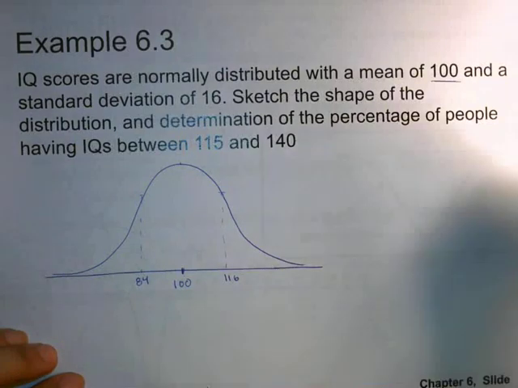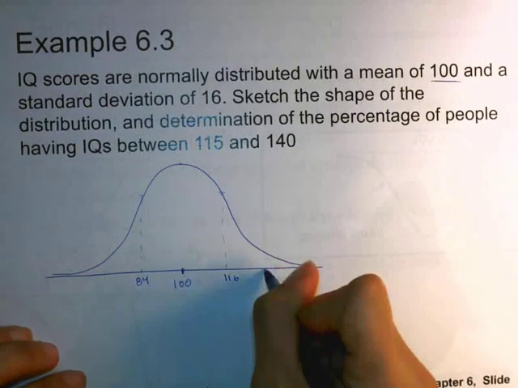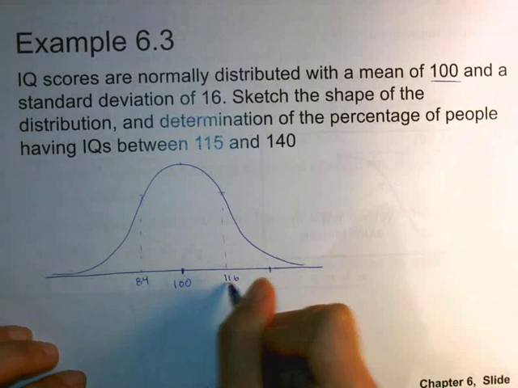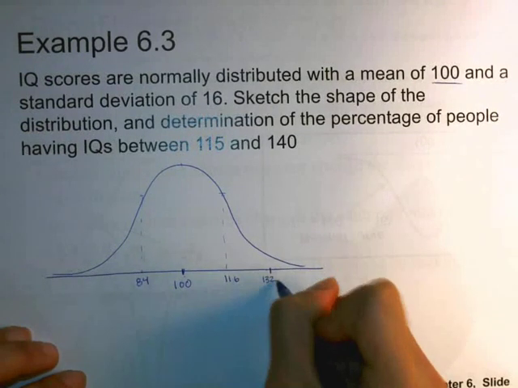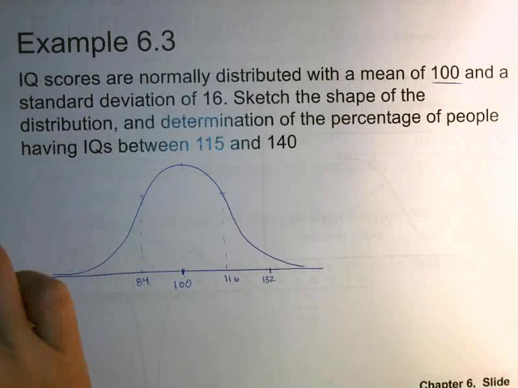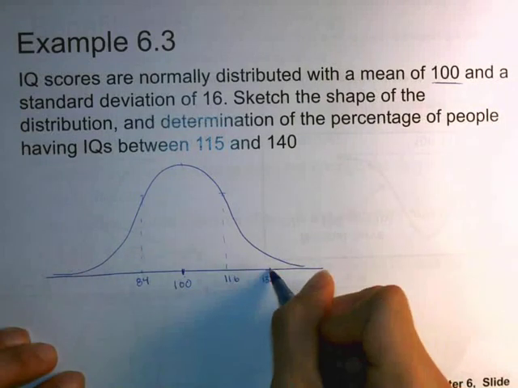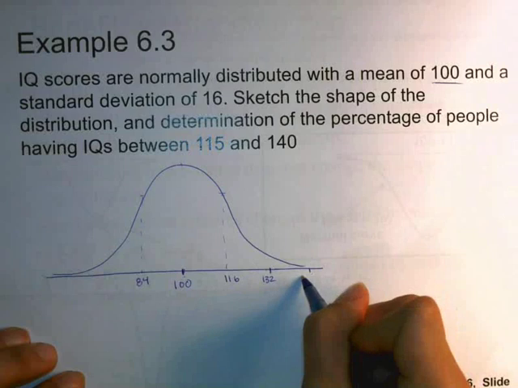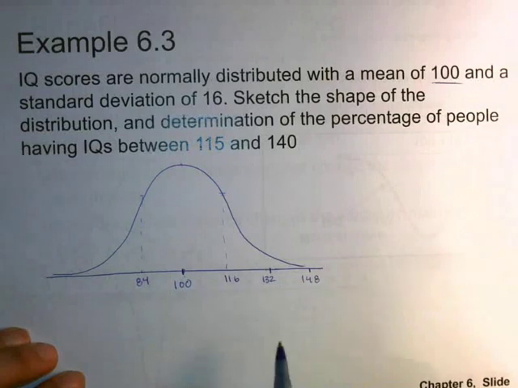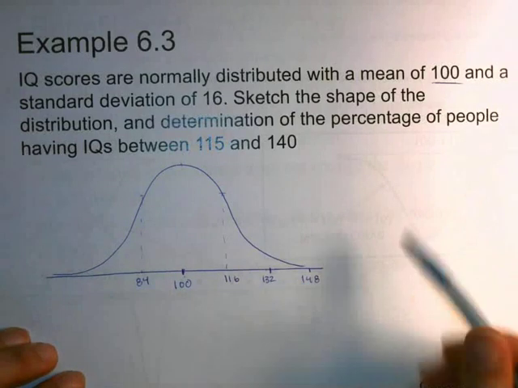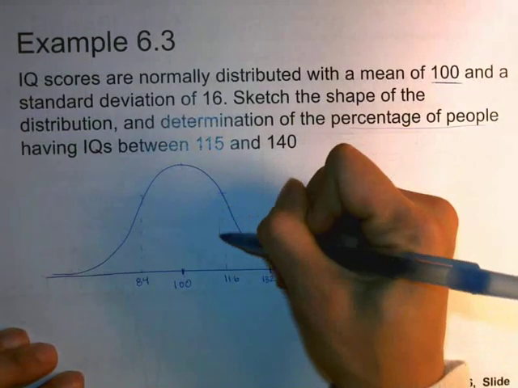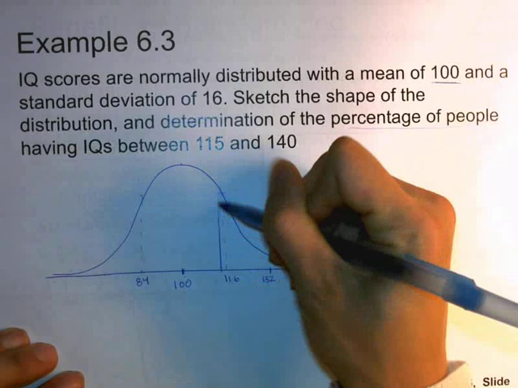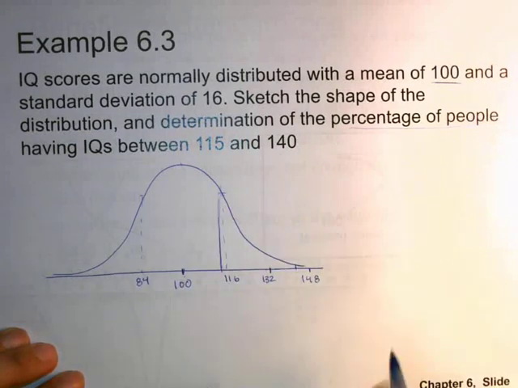Okay. So we've sketched the shape of the distribution, and now we need to determine the percentage of people having IQs between 115 and 140. So we are looking for, let's go up, we'll do 2 standard deviations here. If I go 16 more, that'll be 2 standard deviations, so that'll be 132. And I'll do 1 more standard deviation after that to get up to 148.